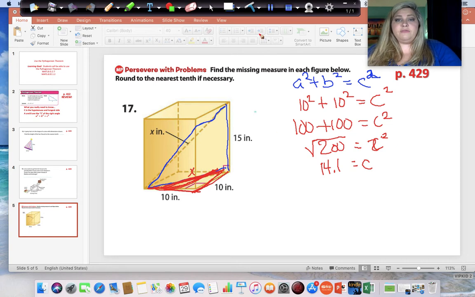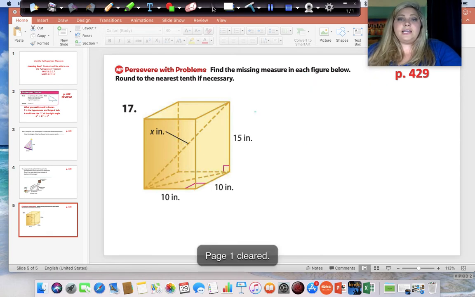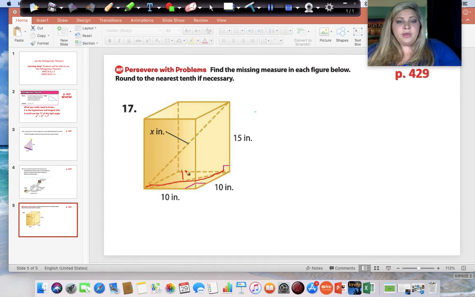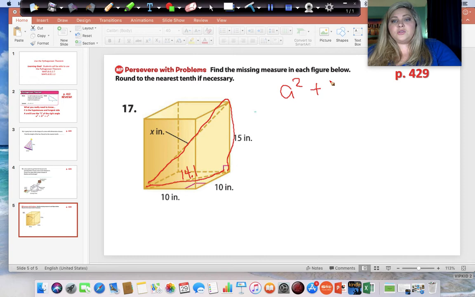Okay, so once you have this information, I'm actually going to clear my screen so I have more room to write, but you can go back to this screen if you need to write these things down. Okay, so we have figured out that this length here is 14.1. Now we are going to use this to find the hypotenuse of this triangle. Again, you're still using the same formula, a squared plus b squared equals c squared. And our a and b are 14.1 and 15. So 14.1 squared and 15 squared equals c squared.